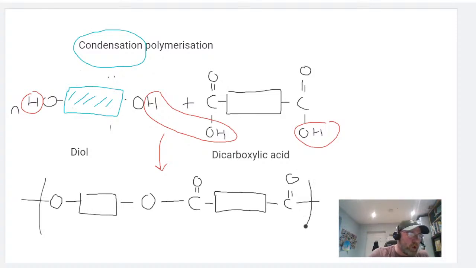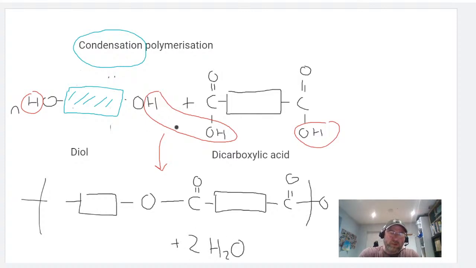Or if I want, you can stick the O there. As long as you've got enough O's, it doesn't really matter. Some people leave an O there and they cut an O off here. It doesn't really matter. As long as you've shown 2 water molecules have come off, it doesn't matter. So 2 water molecules came off.